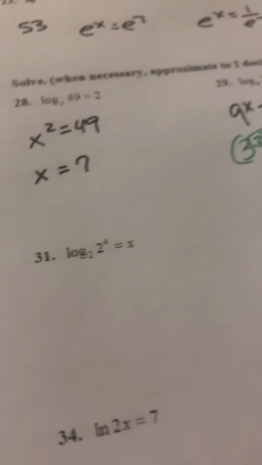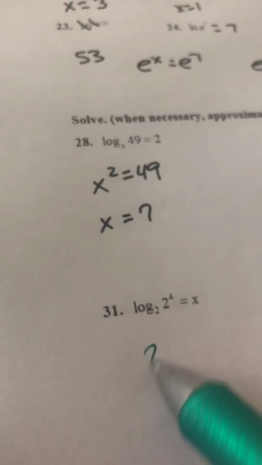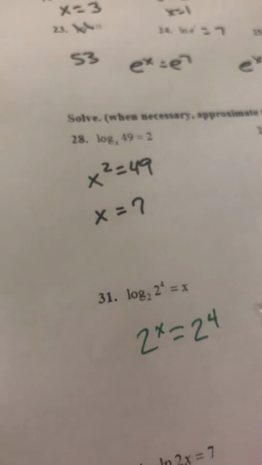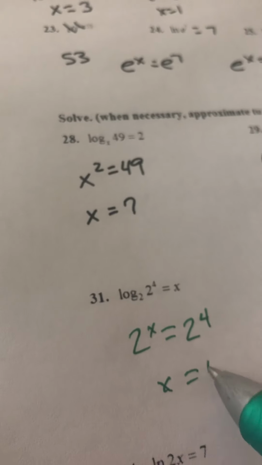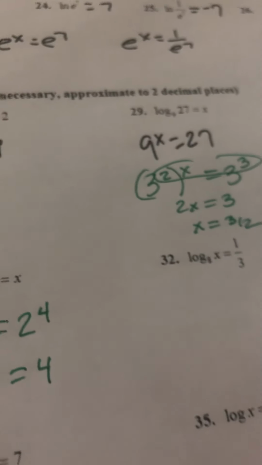All right, next problem. When you swirl it, you get 2 to the what power equals 2 to the 4th power. So that just means x is 4. That's an easy one. Really, it's just the last three, but we'll go through.